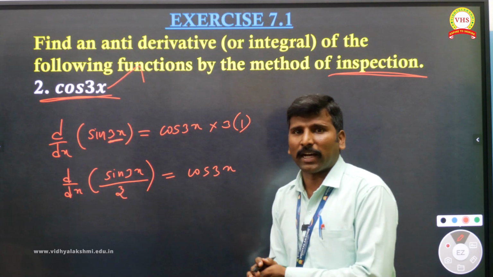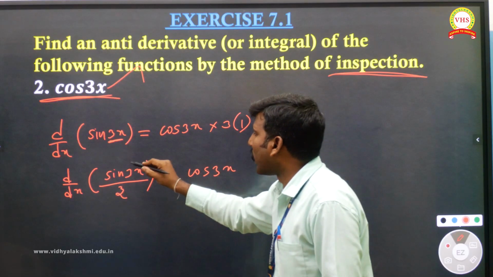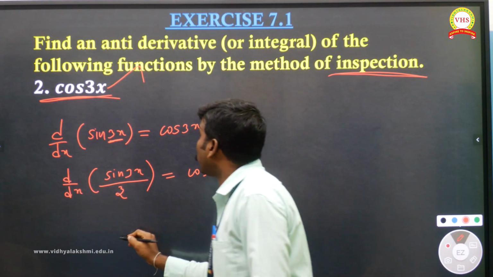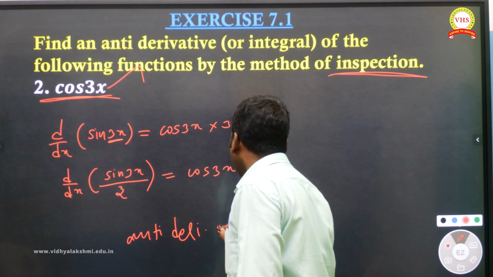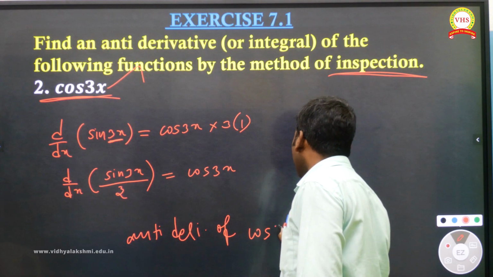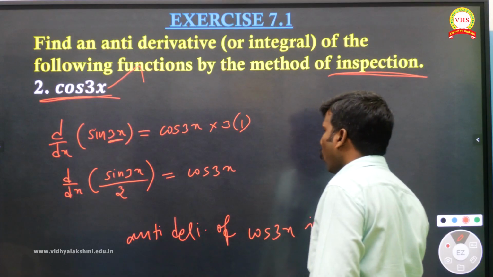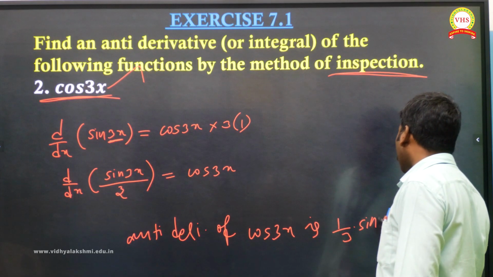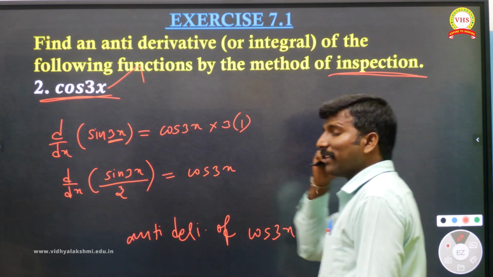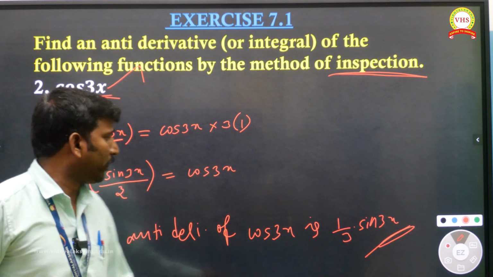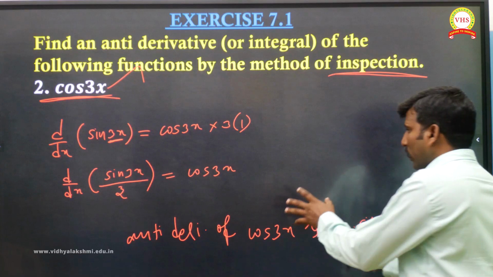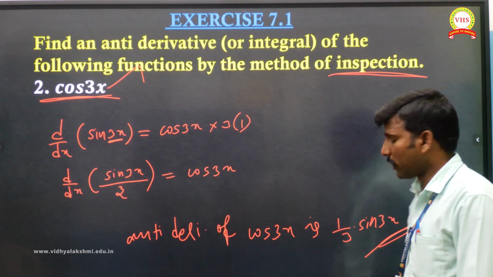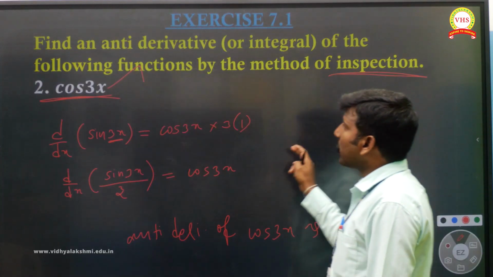Then what is my answer? The antiderivative of cos 3x is sin 3x by 3, which means you can write here: the antiderivative of cos 3x is 1 by 3 into sin 3x. With the help of antiderivative, this is the way to find. Antiderivative is very easy to go, and compared to this, even the formula is a little simple. Understand? Right. Let's go to the next question.